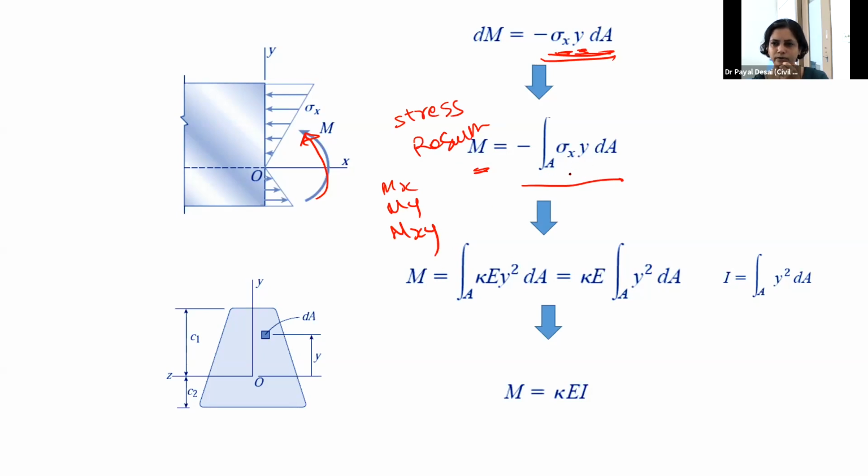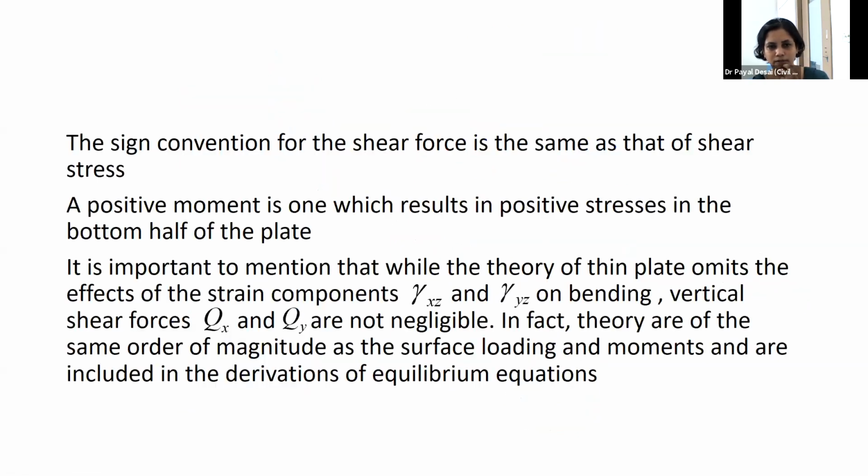And here, of course, sigma x you are replacing with the curvature, and in the process you are getting the second moment of area, that is the moment of inertia, and you get the beam moment-curvature relation in the case of a beam. And this is definitely going to help us in establishing our final equations. Okay, so here the sign convention for the shear force is the same as that of shear stress. Positive moment, in a plate also, positive moment of course is tension in the bottom, compression in the top.